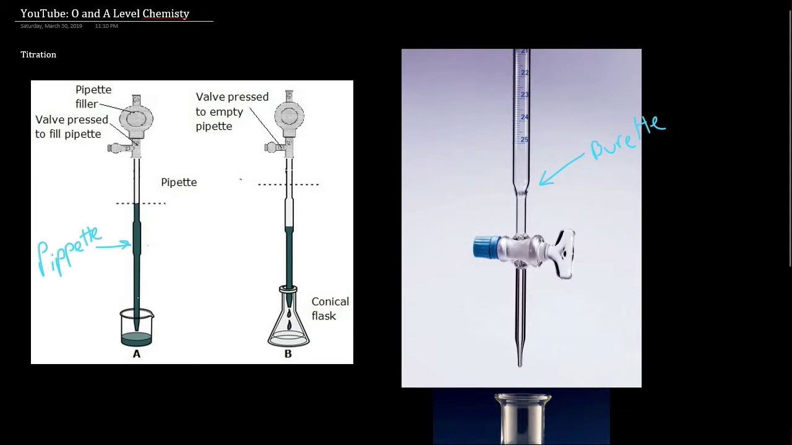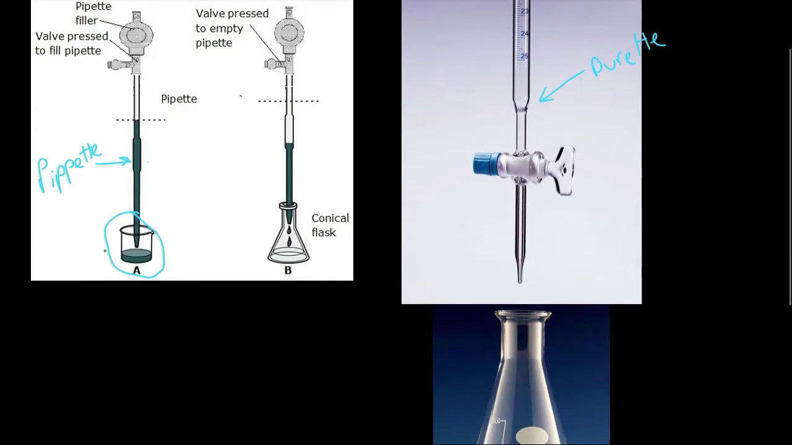So, say this is the solution in a flask that you do not know the concentration of. So, what are you going to do? You need to figure out the concentration of it. So, you take a specific amount of that solution using a pipette. If this is a 25 cm cube pipette, when you use a pipette filler, which is like a sponge, you squeeze it, dip it into the solution and let it go, and it sucks in the solution.